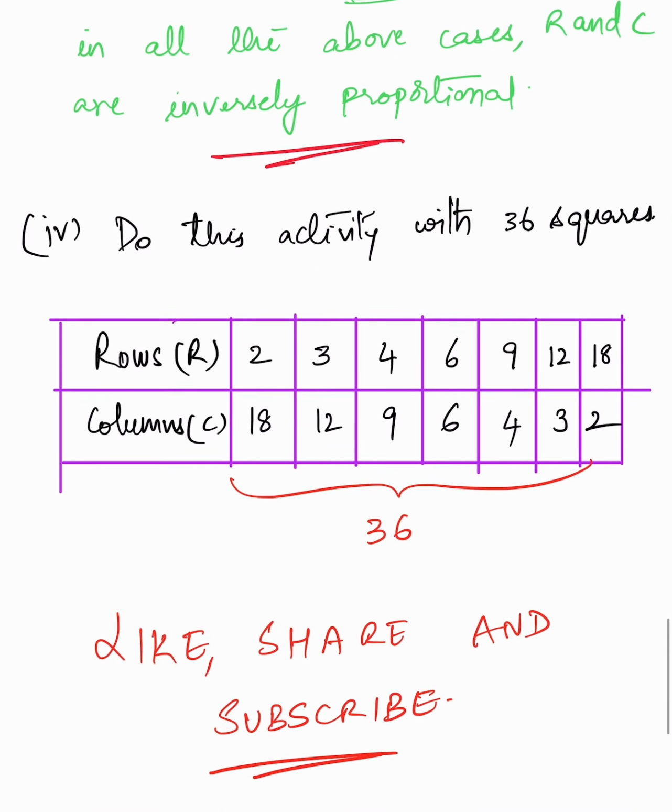Now, we have to repeat this activity with 36 squares. That means 36 is the constant here. Rows, 2 rows, 18 columns. 3 rows, 12 columns. 4 rows, 9 columns. 6 rows, 6 columns. 9 rows, 4 columns. 12 rows, 3 columns. 18 rows, 2 columns. In all these cases, rows into columns will be 36, which is a constant. So, this is inverse proportion.